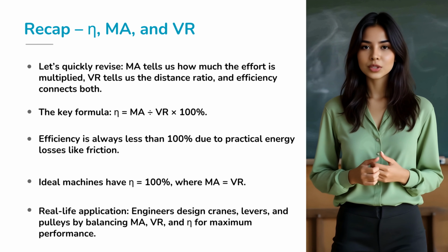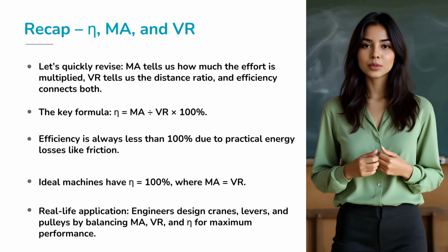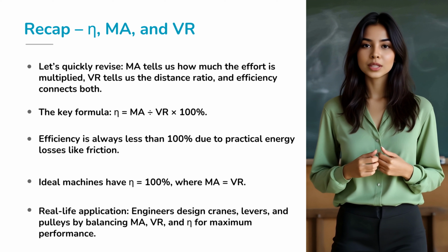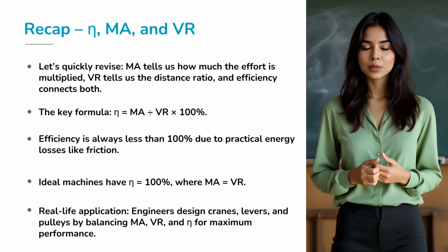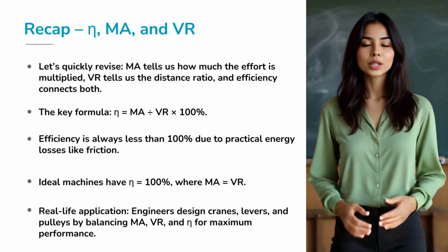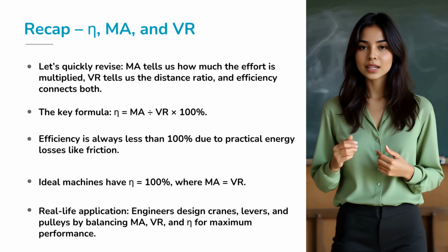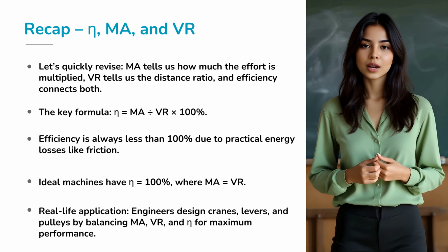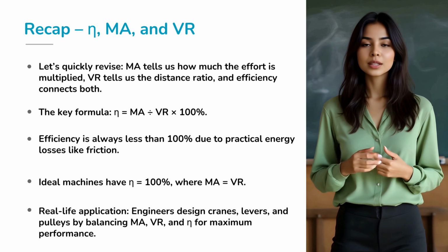A machine can't create energy, it only channels it. In the symbols we kept repeating, W in equals E times D sub E, W out equals L times D sub L, and ideally W in equals W out. That leads to MA equals L over E, VR equals D sub E over D sub L, and the efficiency relation eta equals open bracket MA divided by VR close bracket times 100%, with MA equals VR only in the frictionless ideal.